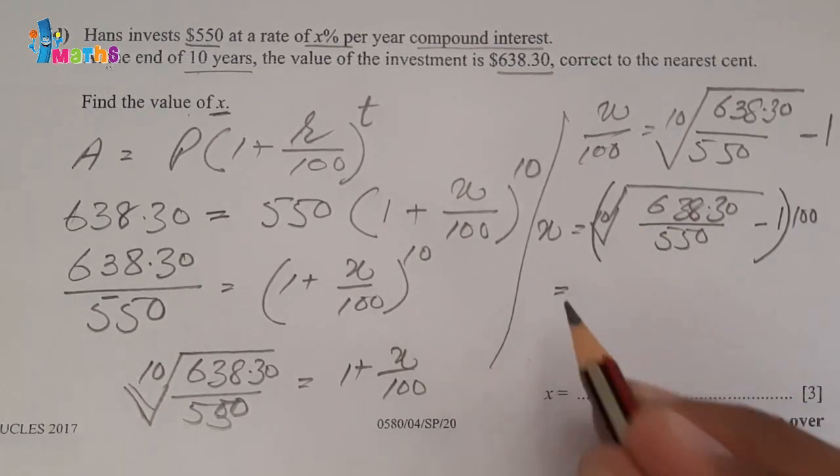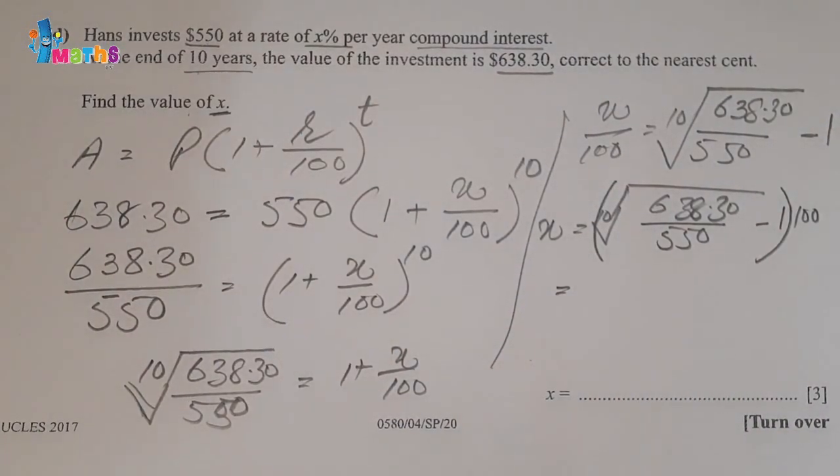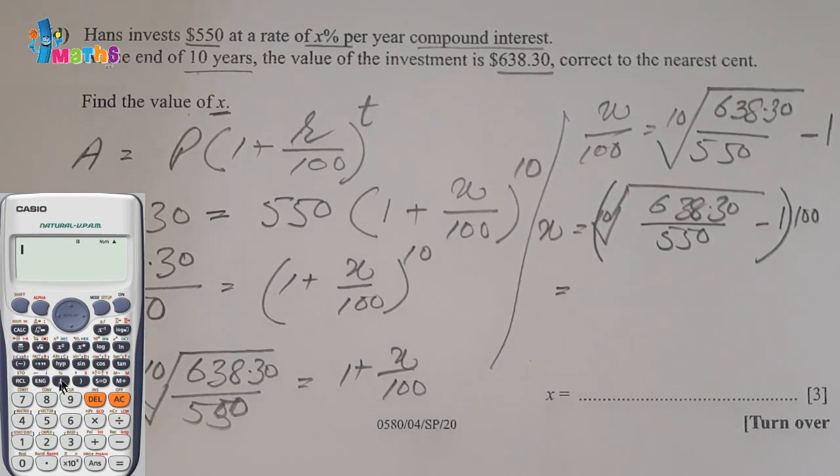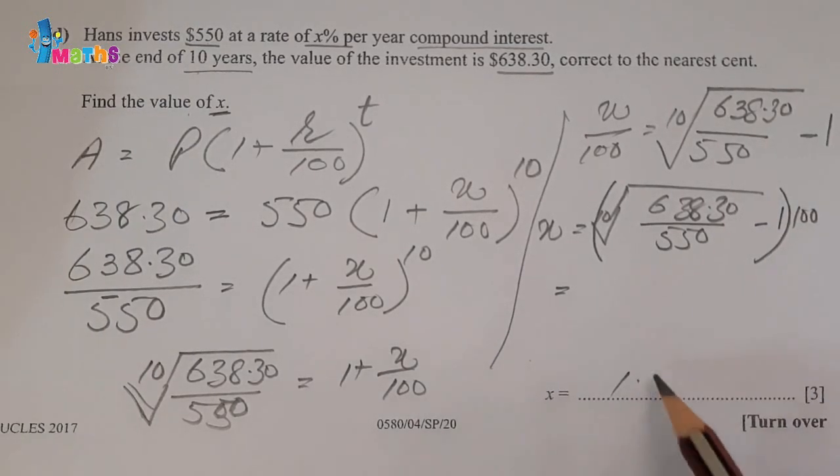So we'll solve this one with the calculator and we will get the answer. This will be the 10th root of 638.30 divided by 550, minus 1, and this whole thing will be multiplied by 100. So the answer will be 1.5.